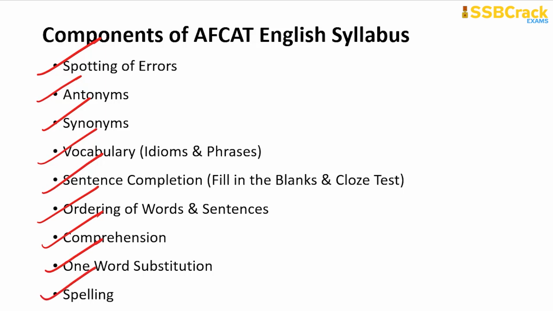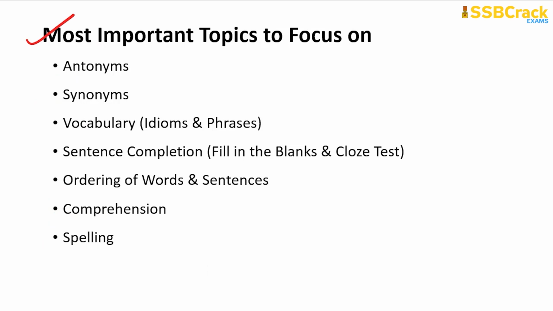Now because we are going to cover a 30-day study plan, that is, we are going to aim to score the maximum amount of marks in your AFCAT English section within 30 days, we are not going to go through all these topics. We are not going to take a study plan where all these topics are covered. We are going to take only the very most important ones. So let's see what are the most important topics that we are going to focus on in this 30-day study plan for your AFCAT English section. So here they are: antonyms, synonyms, vocabulary, that is idioms and phrases, sentence completion, that is fill in the blanks and cloze test, comprehension and spelling.